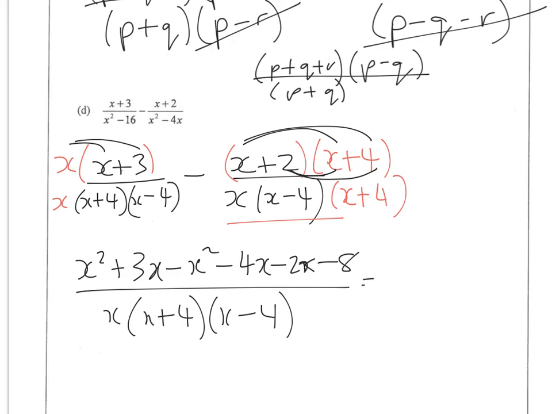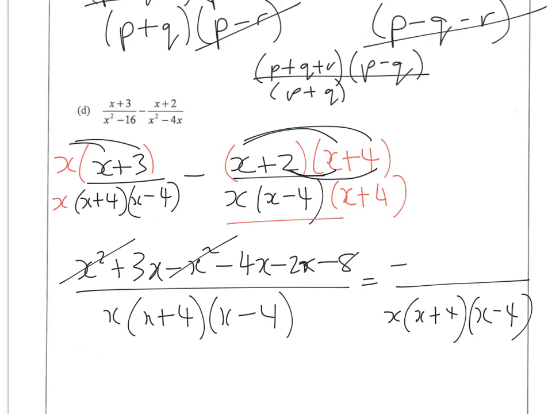Okay, so we end up getting, again, same denominator. X squared minus x squared cancel each other out. 3x minus 4x gets us negative x. X minus 2x gets us negative 3x. And we have minus 8.